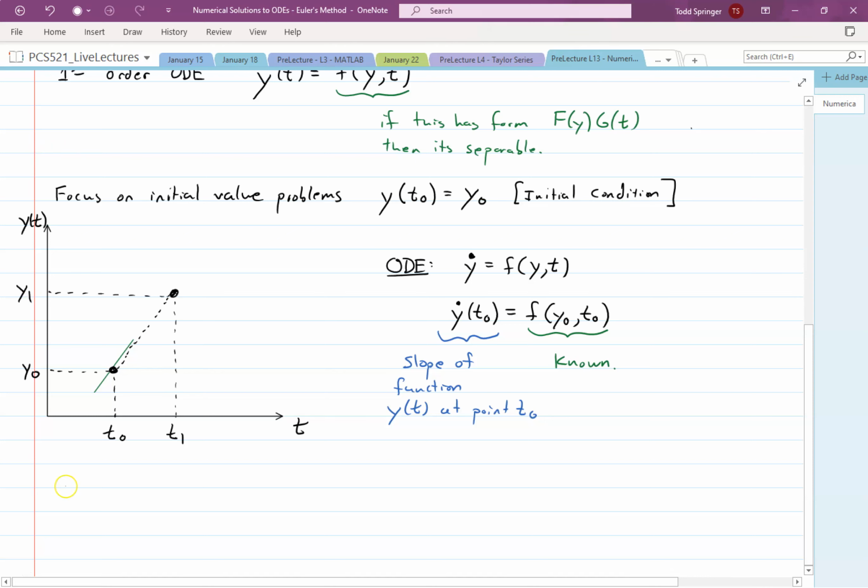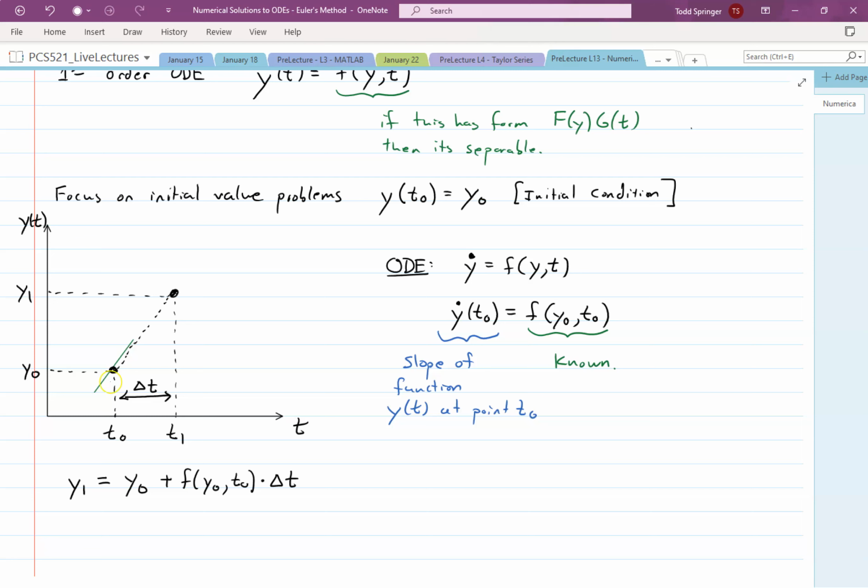How do I get y1? So I'm going to use the point slope form here of the line. So it's going to be y0 plus the slope, which is f of y0 and t0, times this distance here, or this time, let's call it delta t. So I'm just writing down the equation for that line. I start at the point y0, t0, and I go up by a certain amount and over by an amount delta t, and the amount that I go up is controlled by the slope, which I know, which is f of y0 and t0. Okay.